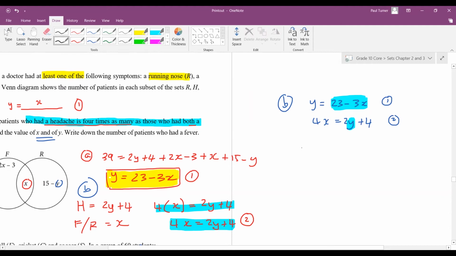So I'm going to get, well, let's write sub 1 into 2. I'll do substitution, not elimination. So I'm going to get 4x equals 2 times y, and y is 23 minus 3x.